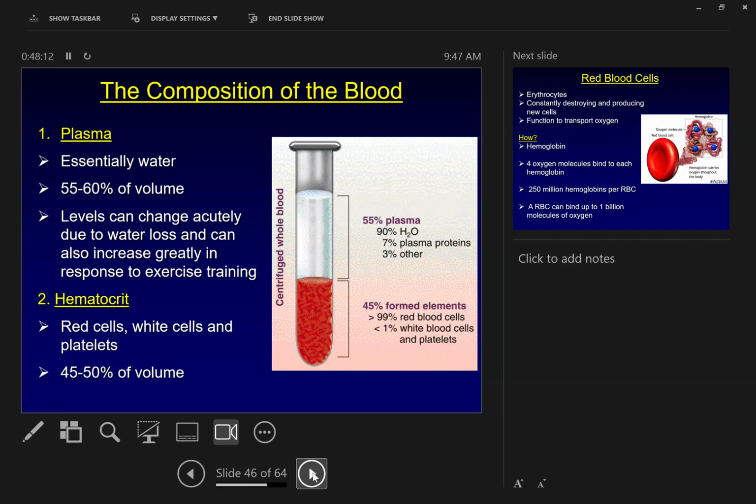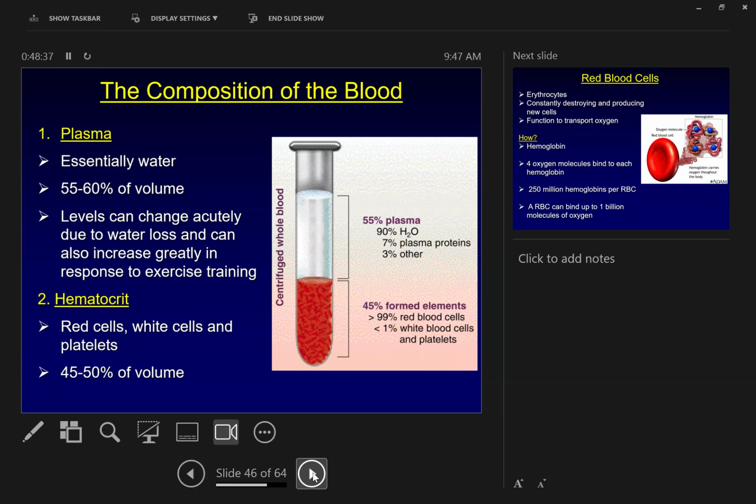Then there is what we call the hematocrit, which is all of the cells. Of those cells, about 99% are red cells. You have trillions of red blood cells in your body, with a turnover of somewhere between 60 to 90 days. You're always turning over your red blood cells. You also have some white blood cells and some platelets.